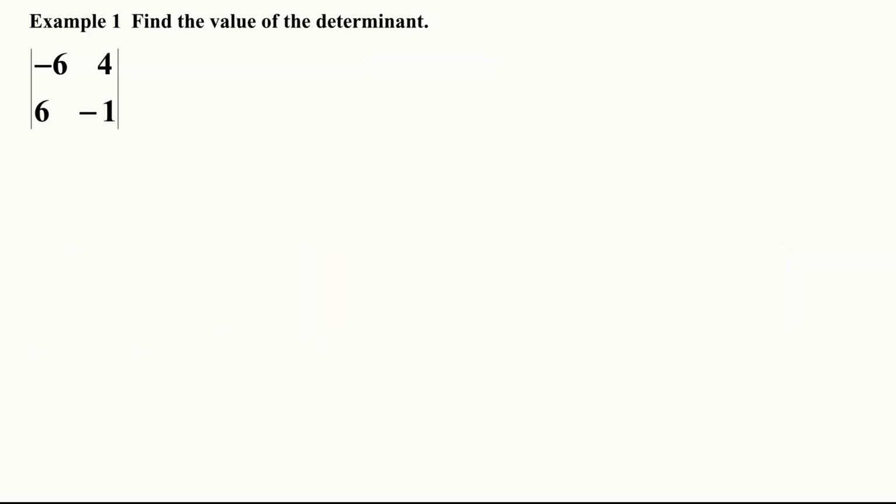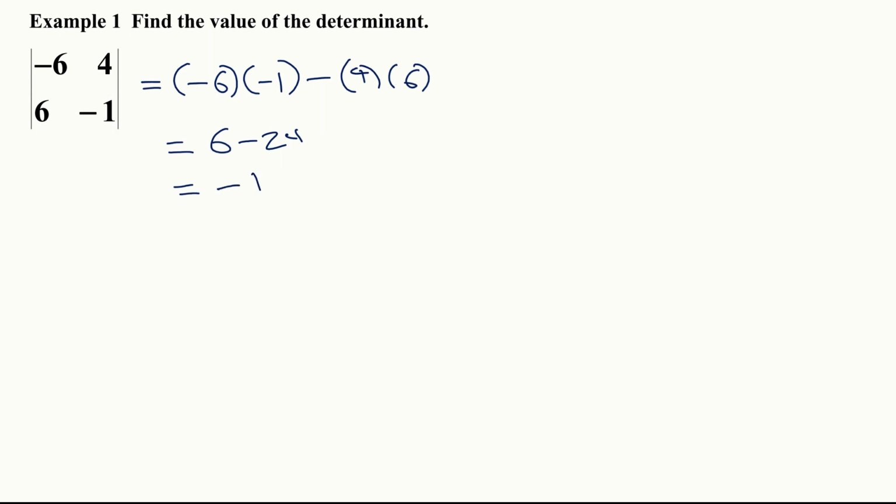All right, so here we're going to calculate this 2x2 determinant, and that of course is easy. We're just going to multiply -6 by -1, and we're going to subtract from that the product of 4 and 6, right? So that's going to be 6 minus 24, which is going to be -18, and that's all there is to that.